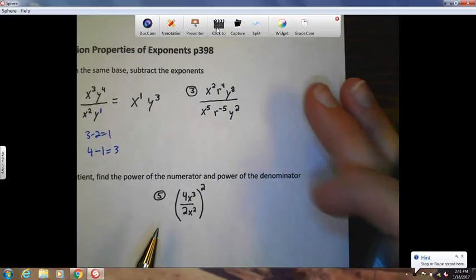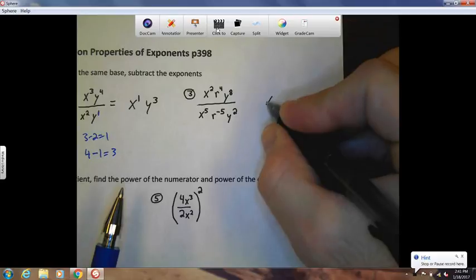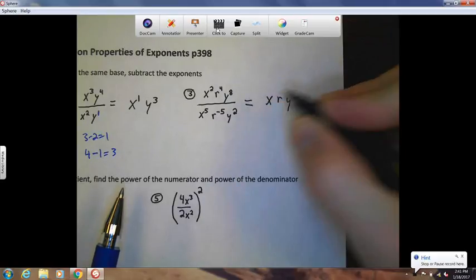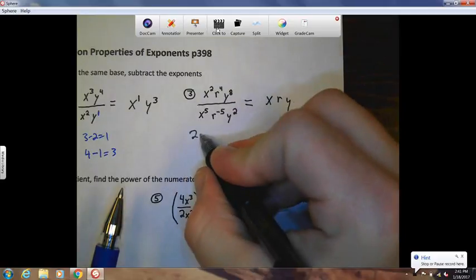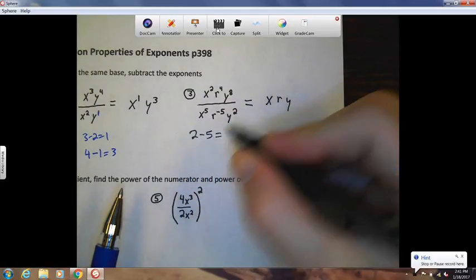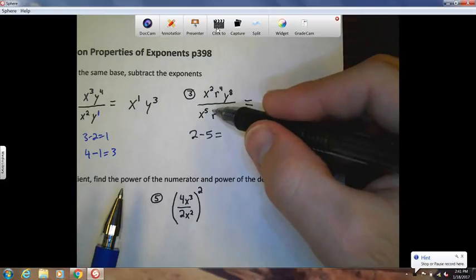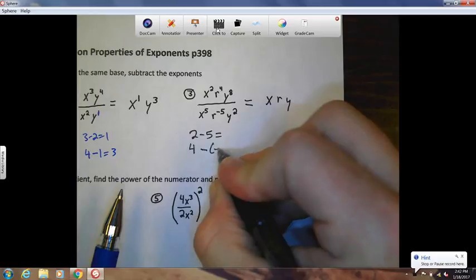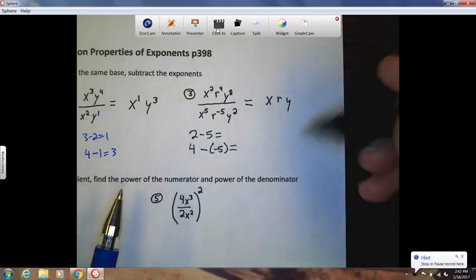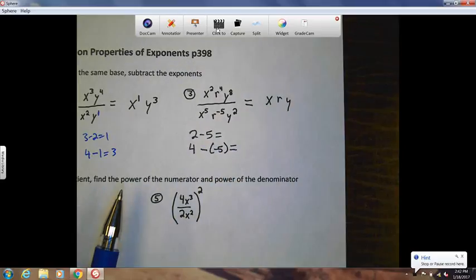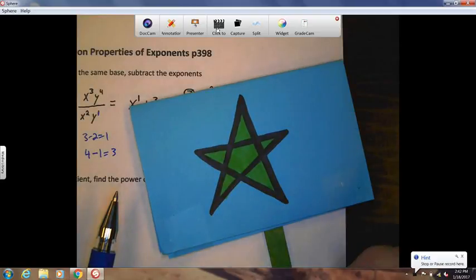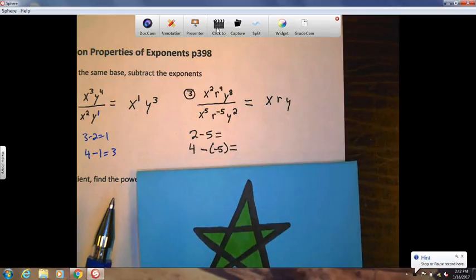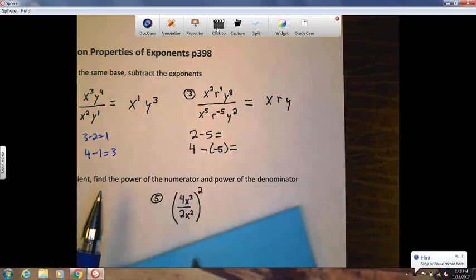Okay, the last one. We have X, we have R, and we have Y. So for X, I have 2 minus 5. So remember, numerator minus denominator. For R, I have 4 minus negative 5. Pay attention to this one. Be careful on the negative exponents. And I will show you that again. And then for Y, I have 8 minus 2.